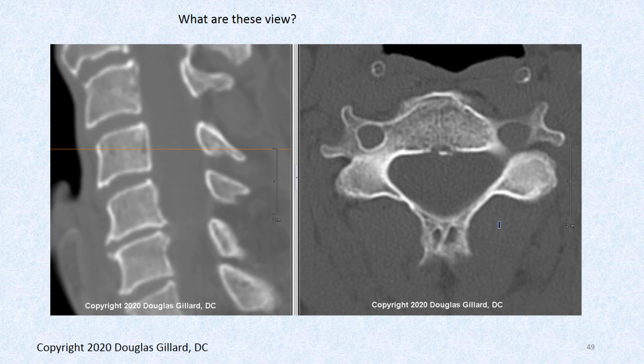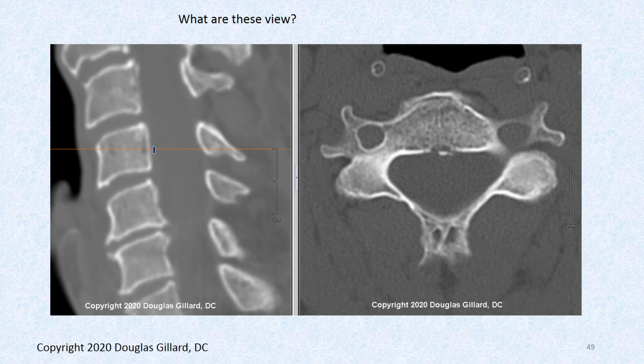Okay, let's do a little quiz. What view is this? Okay, good. If you said axial, you're right. But more specific, especially my students, axial through what? Is it through the disc? It can't be through the disc because there's the pedicle. So this is an axial cut through the vertebral body.